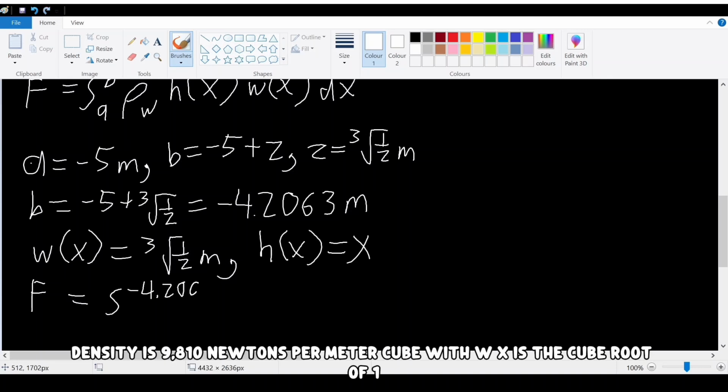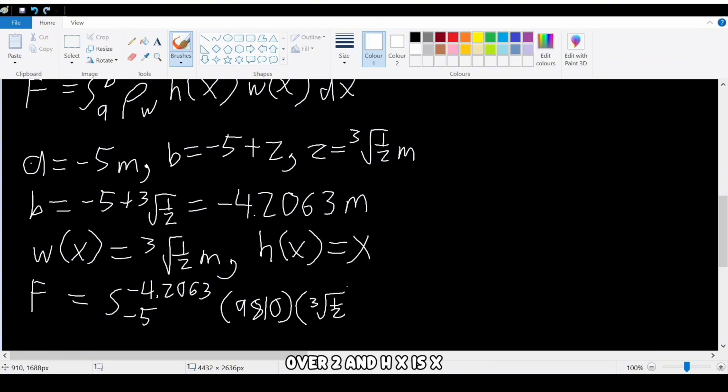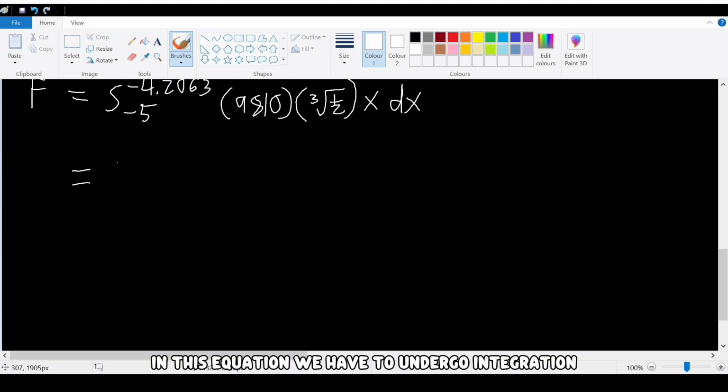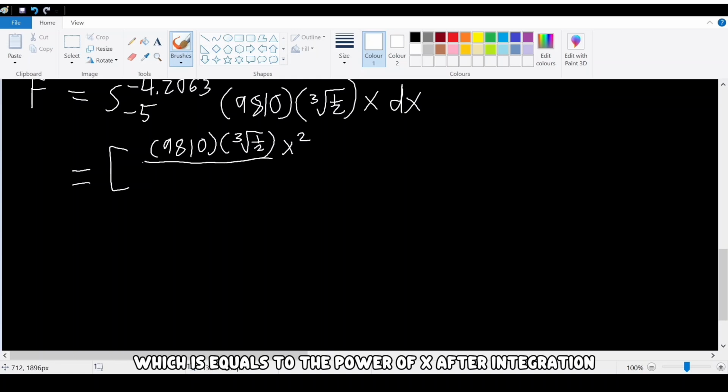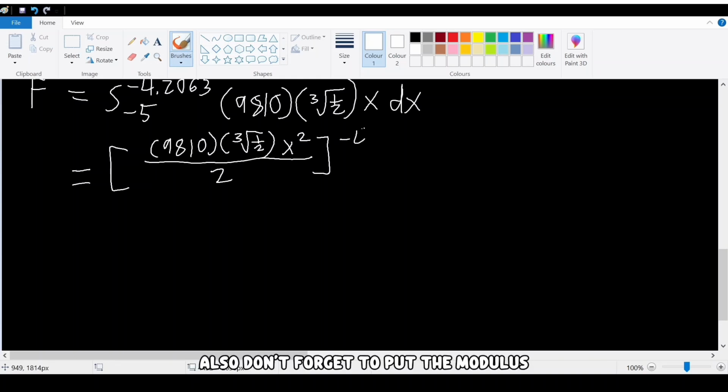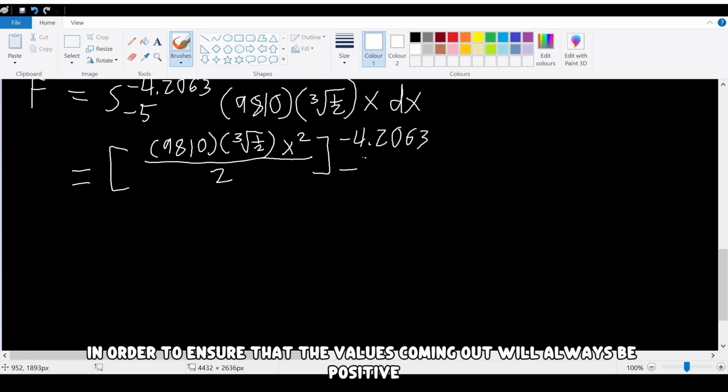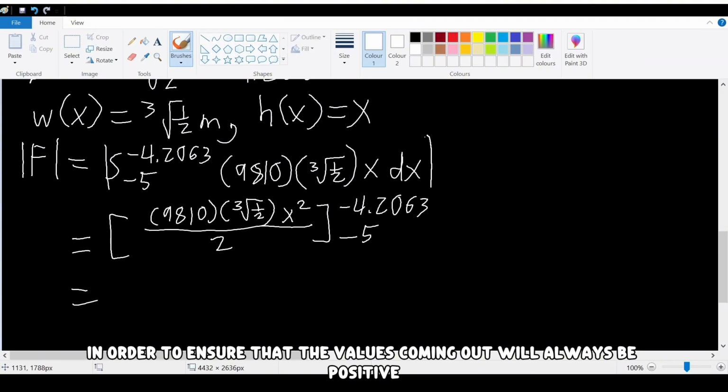Density is 9810 newtons per meter cube, with W of x being the cube root of 1 over 2 and H of x being x. In this equation, we have to undergo integration by increasing the power of x from 1 to 2 and also divide the whole terms in the integration by 2, which equals the power of x after integration. Also, don't forget to put the modulus in order to ensure that the values coming out will always be positive.